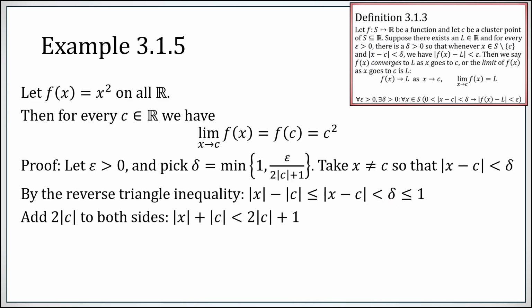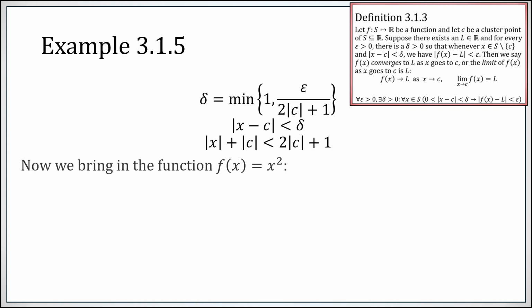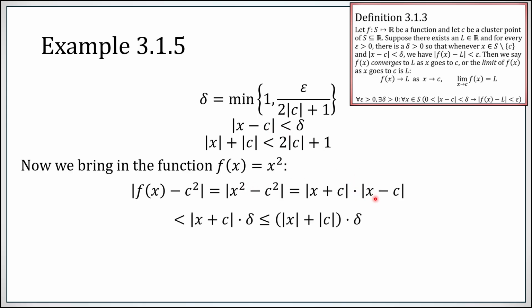Now if we add 2c to both sides, we end up with this inequality, right? Adding 2c here changes the minus to a plus, and we simply added 2 absolute value of c to 1. So we had this choice of delta. We began by assuming this, and we have derived this inequality right here. So now bring in the fact that f of x equals x squared. Let's take a look at f of x minus c squared. We get x squared minus c squared, which factors as this. But now x minus c is less than delta, and the absolute value of x plus c is less than or equal to the absolute value of x plus the absolute value of c, the standard triangle inequality.